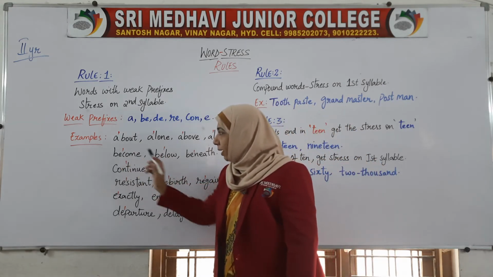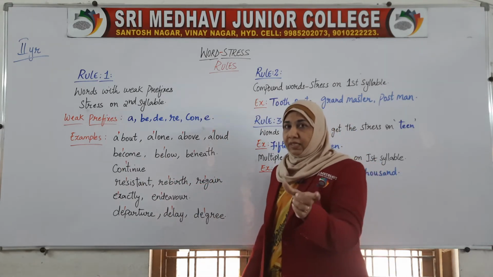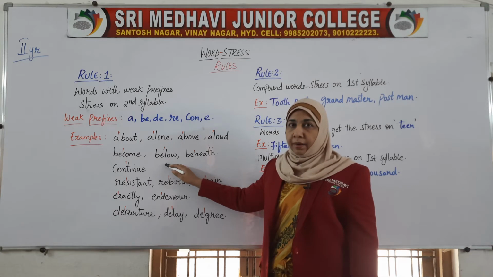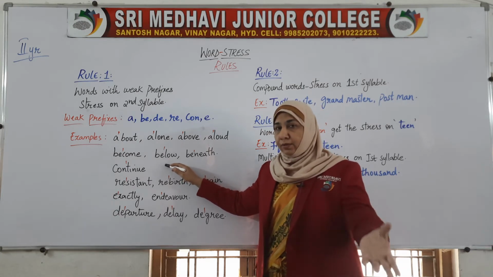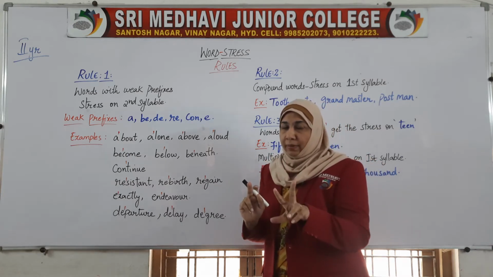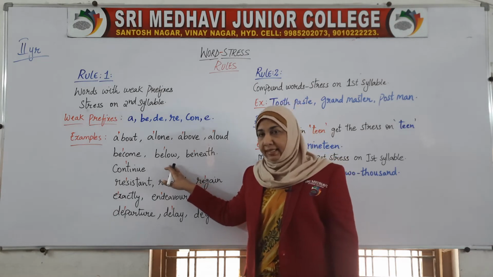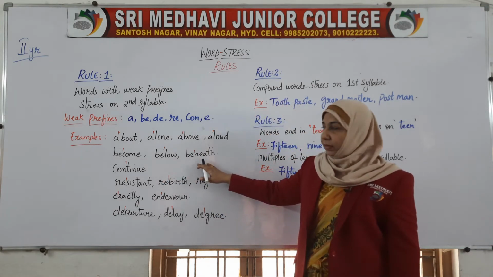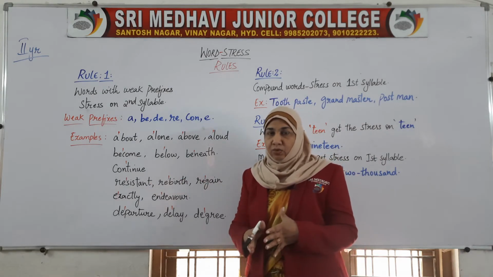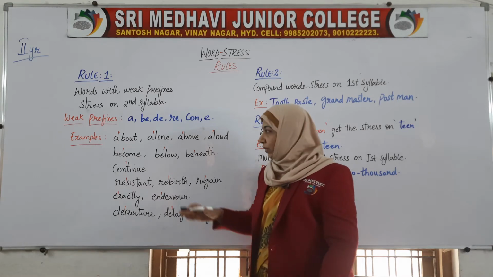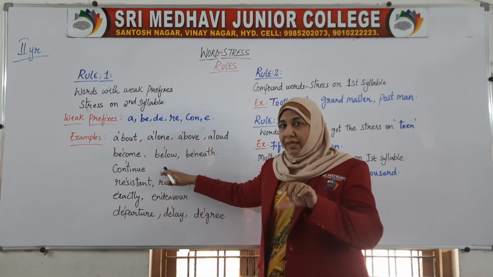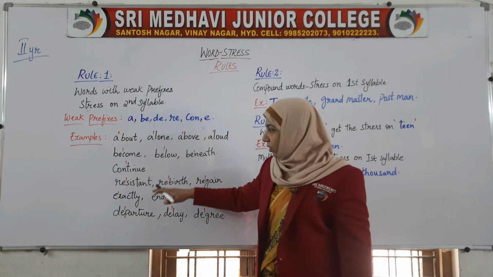Next is become. The prefix is B over here. Then next is below, below the bench, 'low' is more pronounced. When you divide below, it has two syllables, but it gets the stress on the second syllable. Beneath. Next is continue: continue the talk, continue the conversation, continue the class. 'Con' would be in a low pitch, 'tinue' would be in a high pitch.